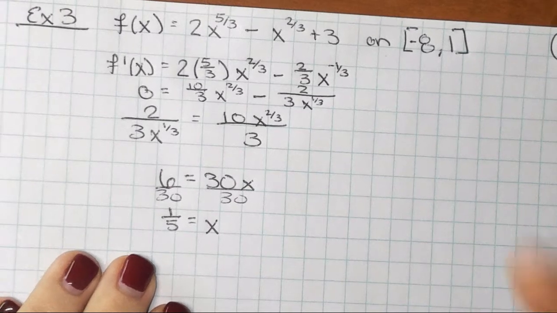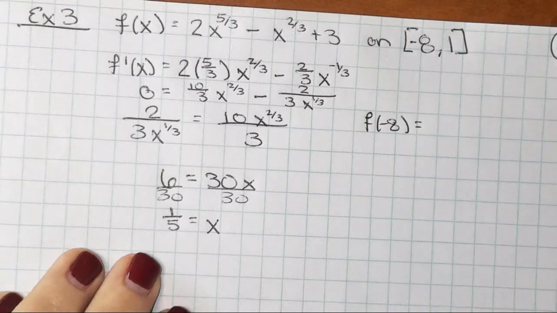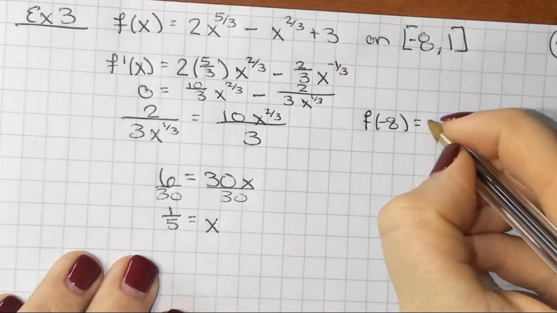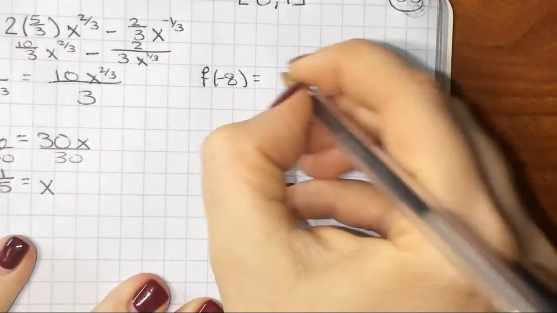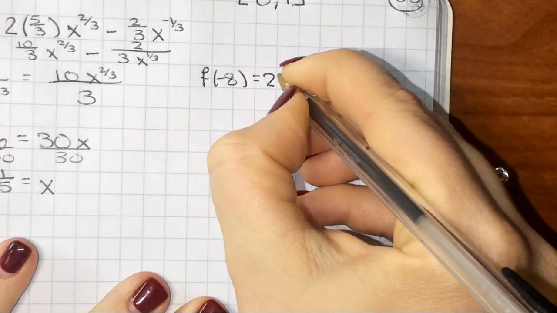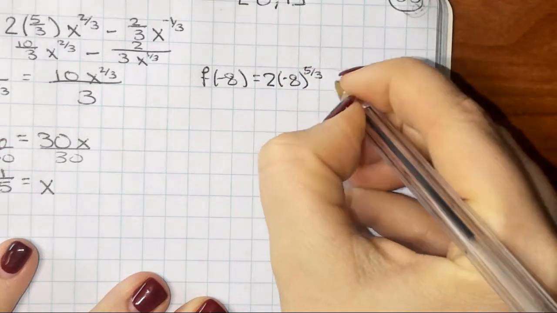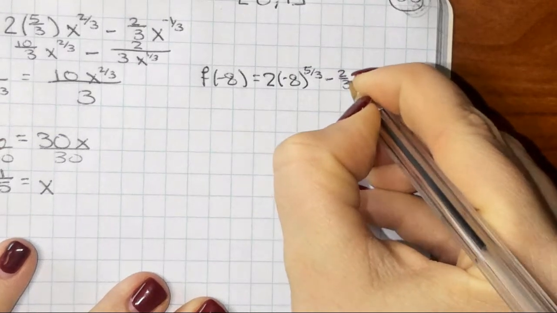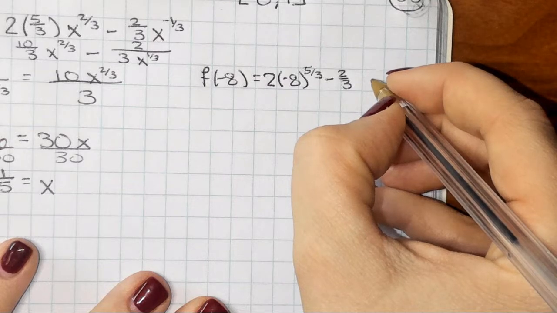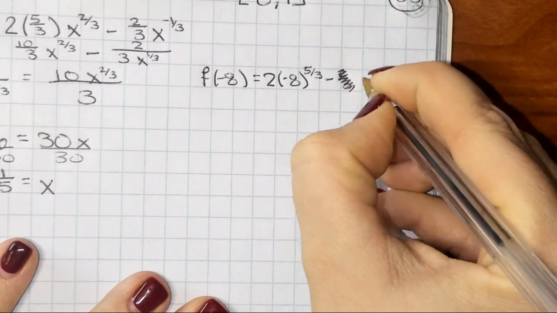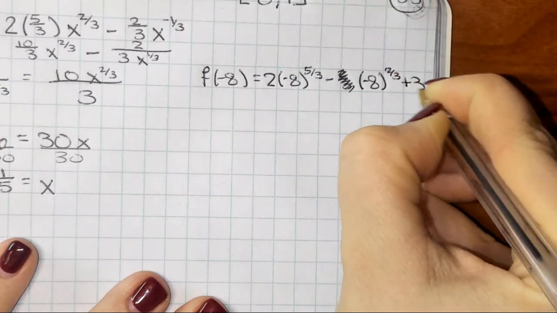So, I'm going to plug in f of -8. Let's do that first. Can you guys see it on my screen? So 2 times -8 to the 5/3 minus -8 to the 2/3 plus 3. Okay.